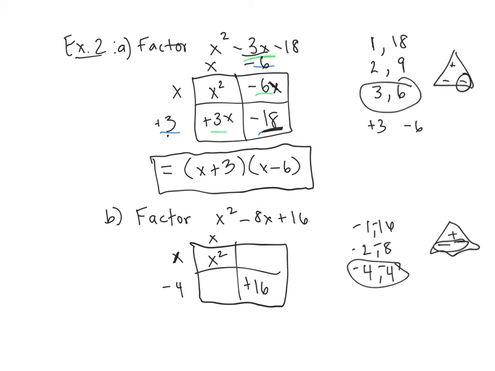So I'd have x minus 4 times x minus 4. And multiplying this would make a minus 4x and a minus 4x, which does add to that negative 8x that we would want. So in the end, my answer would be x minus 4 times x minus 4. And this is the same thing twice, often you'll see that written as x minus 4 quantity squared.